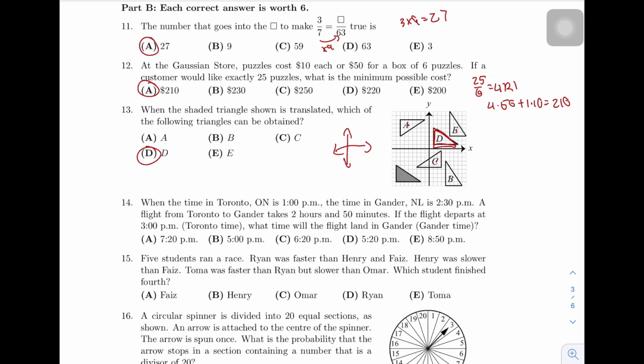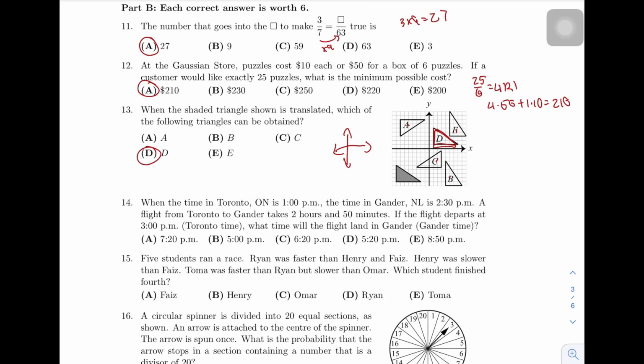Number 14. The time in Toronto, Ontario is 1 p.m. The time in Gander, Newfoundland is 2:30 p.m. A flight from Toronto to Gander takes 2 hours and 15 minutes. If the flight departs at 3 p.m. Toronto time, what time will the flight land in Gander, Gander time?